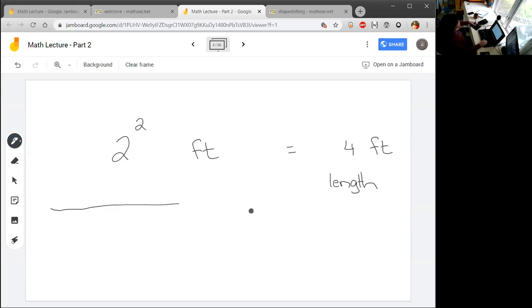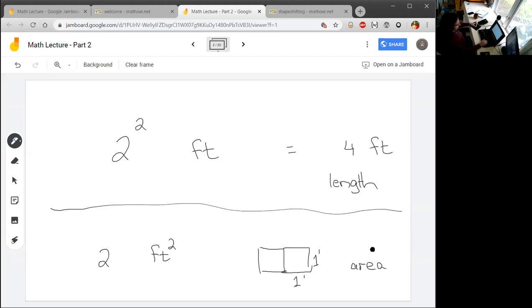That's a totally different creature than if I have 2 feet squared. That's just me putting down 2 stepping stones in my backyard. Each one is 1 foot by 1 foot. That's an area. I can't do anything to make one into the other because they're totally different creatures. One is a length of string, the other is 2 stepping stones. So don't get confused when you see this or that.